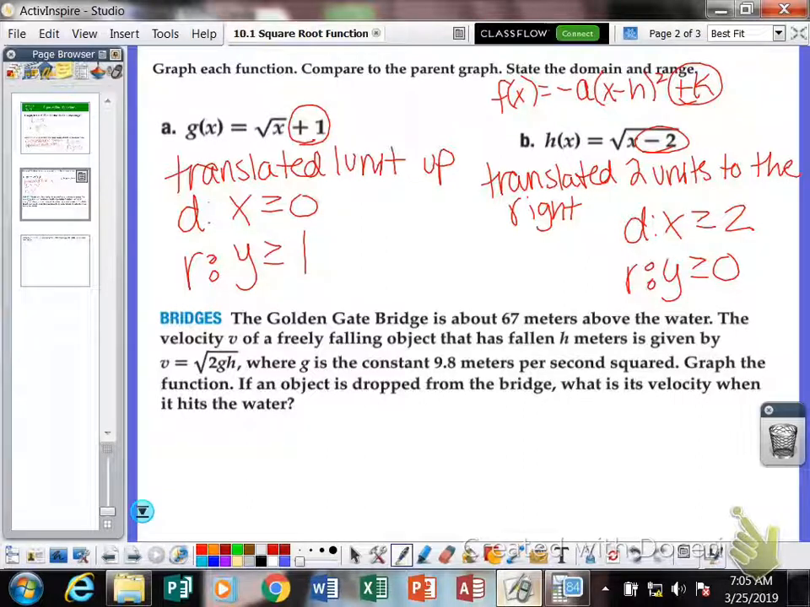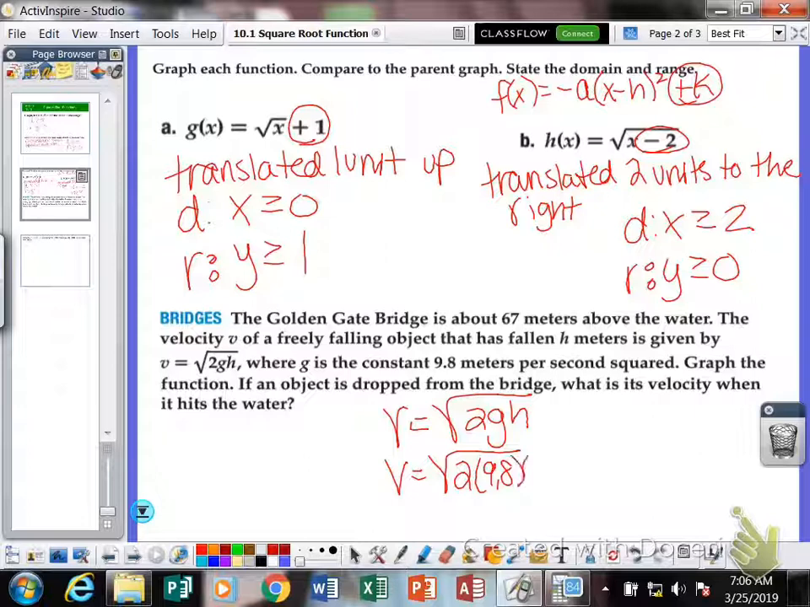All right, the Golden Gate Bridge is about 67 meters above the water. The velocity, v, of a freely falling object that has fallen h meters is given by v equals square root 2gh, where g is the constant, 9.8 meters per second squared. Graph the function. If an object is dropped from the bridge, what is the velocity when it hits the water? So we need v equals the square root of 2gh. V equals the square root of 2 times 9.8 times 67.